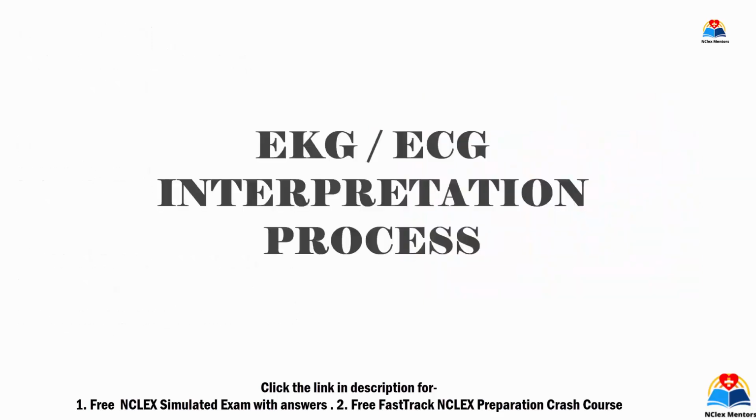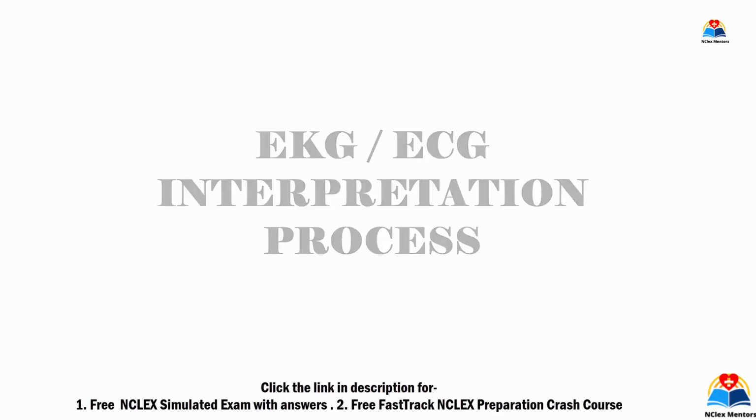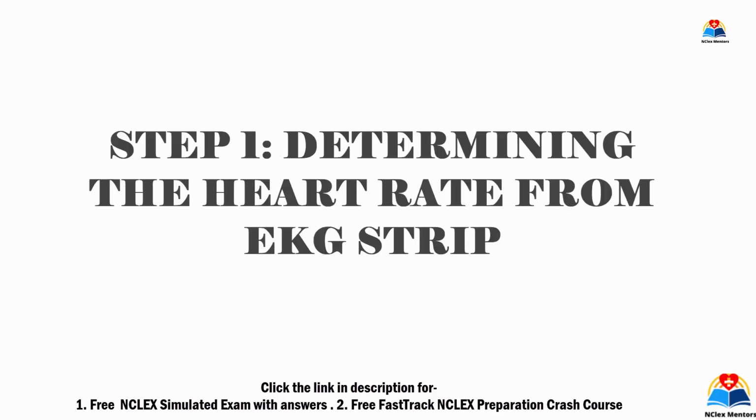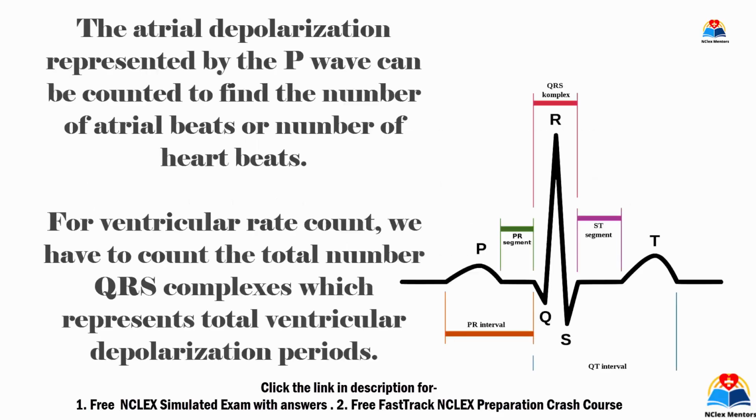Now we are ready to interpret the EKG or ECG paper looking at these wave patterns. For interpretation of the ECG, you have to analyze 5 most important things process-wise. Let's start with the first process of this task, that is to determine the heart rate. We studied earlier that atrial depolarization represents the heartbeats and the number of impulses produced and transferred to the AV node. The atrial depolarization represented by the P wave can be counted to find the number of atrial beats or number of heartbeats.